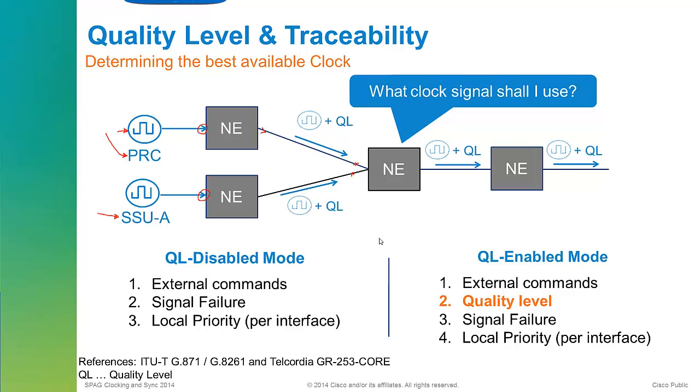But the problem is then, what if that reference clock is not available? Well, you need to use the second one. Or what if this guy doesn't have this link here anymore? How do you know that the northern network element is still connected to the primary reference clock? So the way this is done is this mechanism of transmitting quality levels.